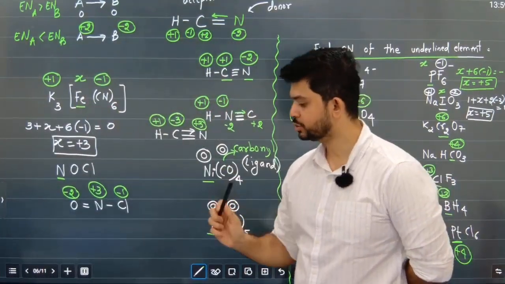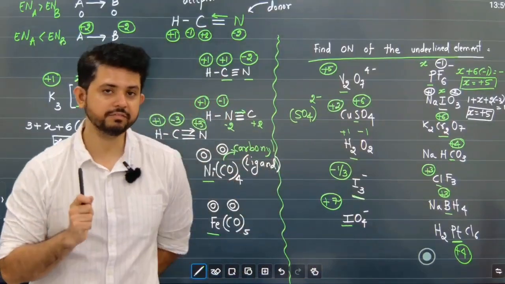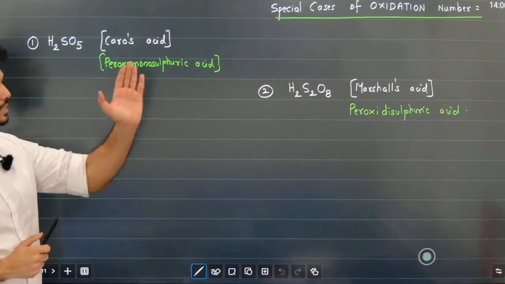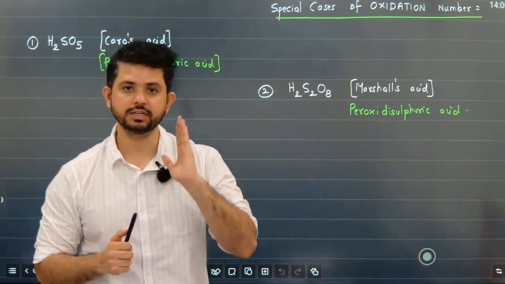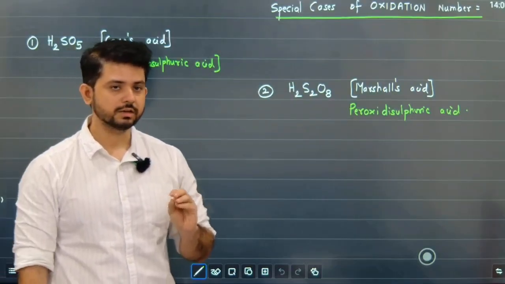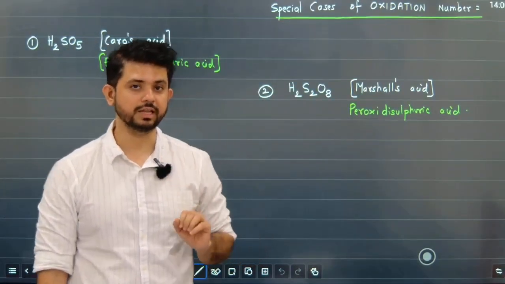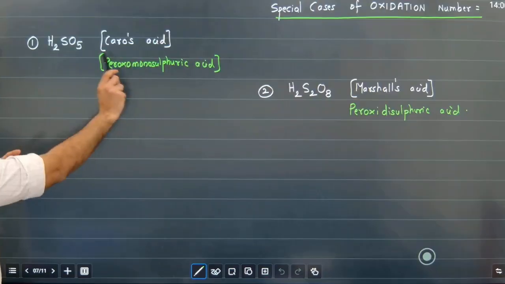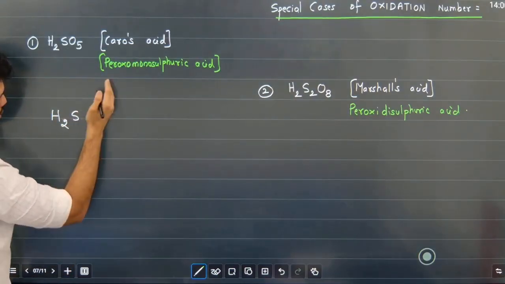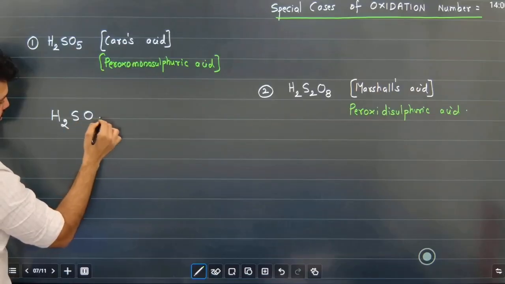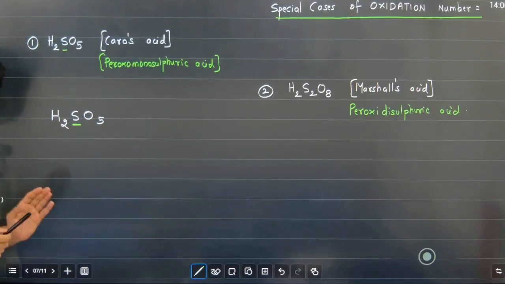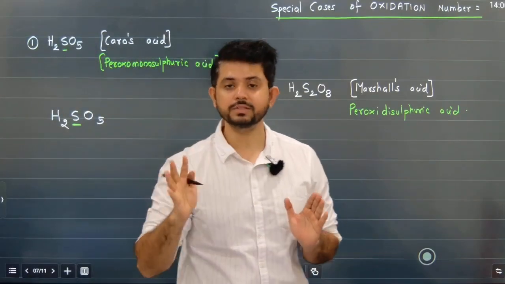So I hope everyone understood this example, but students, we have a very, very important part after this where we need to understand special cases of oxidation numbers. These special cases are very important because जैसे दिखता है वैसा होता नहीं. For example, let's start with H2SO5, which is also called as Caro's acid or peroxomonosulfuric acid.